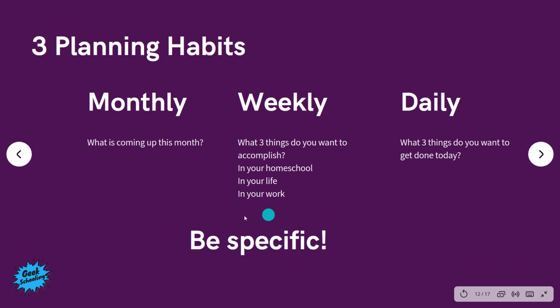And then weekly, you want to write down what 3 things you want to accomplish. And again, this can be keeping it in your project management tool. And you want to think about in your homeschool, what do you want to accomplish in your life and your work? And then what 3 things do you want to get done today? Because we can run around all over the place, putting out fires, sometimes literally, and forget that we have priorities and there's things that we actually want to get done today. And be specific.